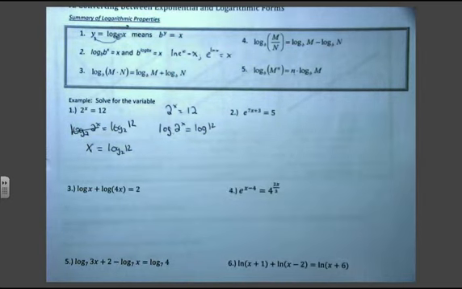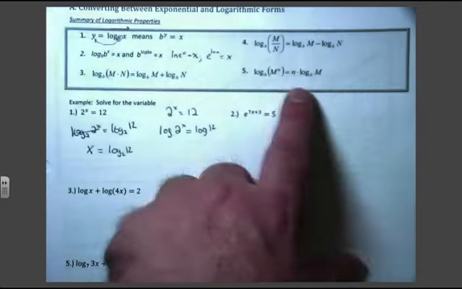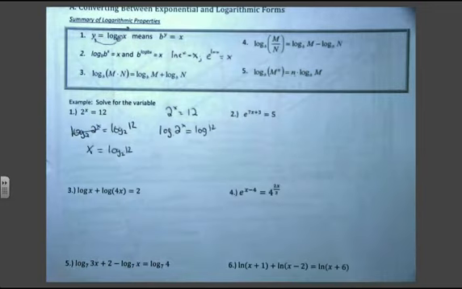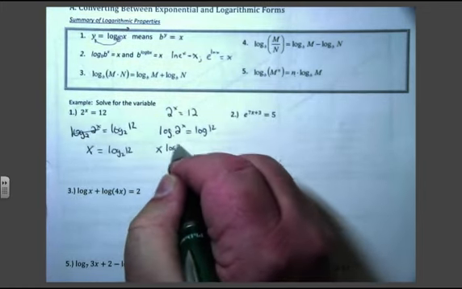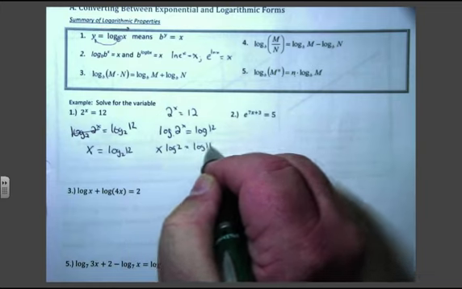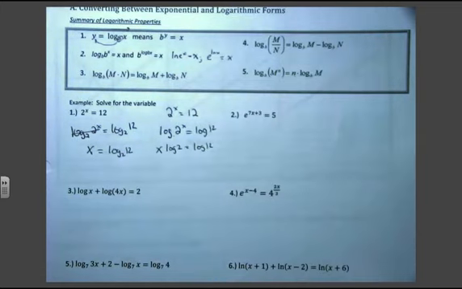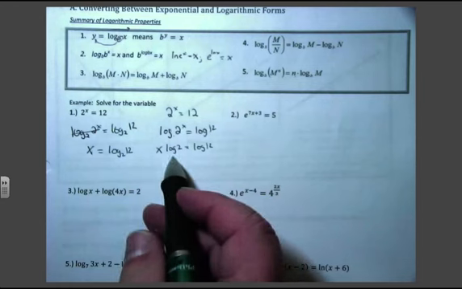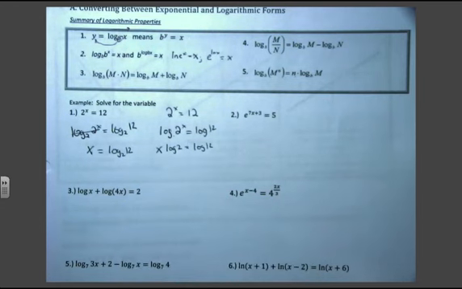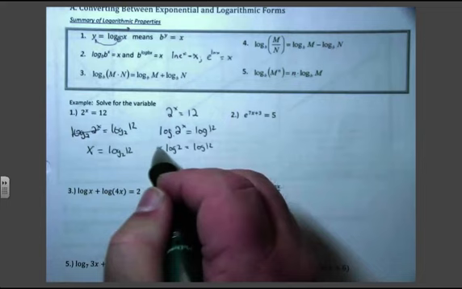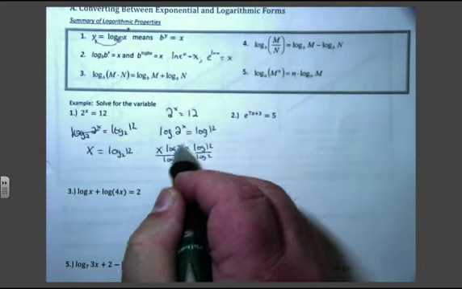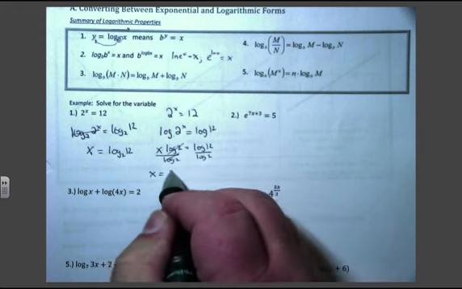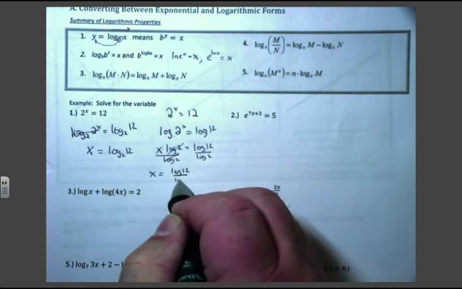But I do have property number, I guess the way I wrote it up here, property number 5. Where do exponents get to go? To the front. So the exponent pops out front. That gives me x times the log of 2 equals the log of 12. And then how would you solve for x? Log of 2 is nothing but a number now, some number on your calculator. How are you going to solve for x? This thing's being multiplied, so you would divide by the log of 2 on both sides. This cancels, you're left with x is equal to the log of 12 over the log of 2.